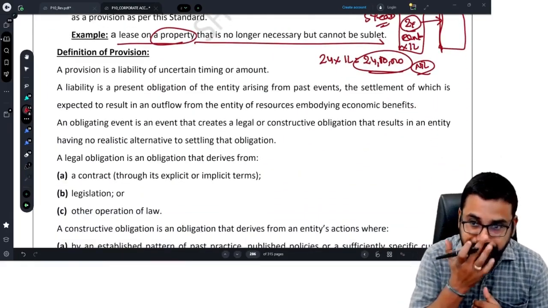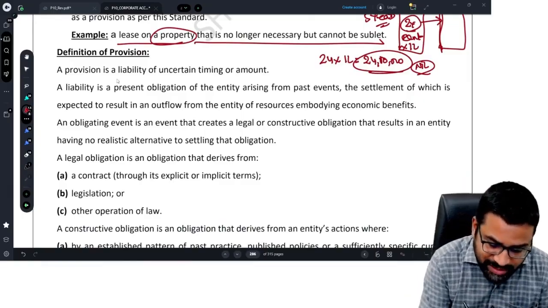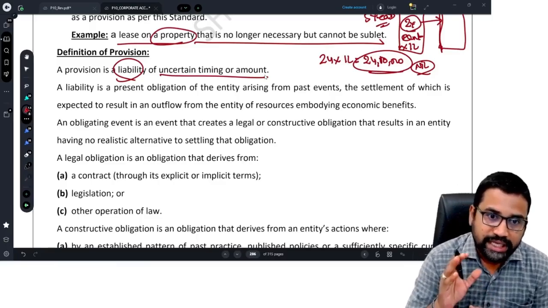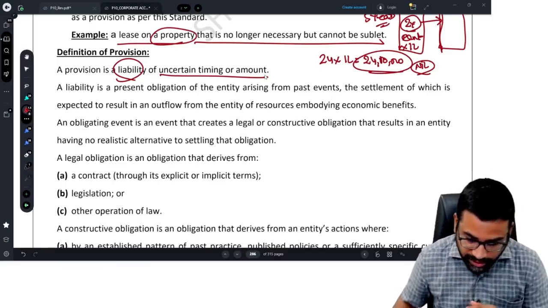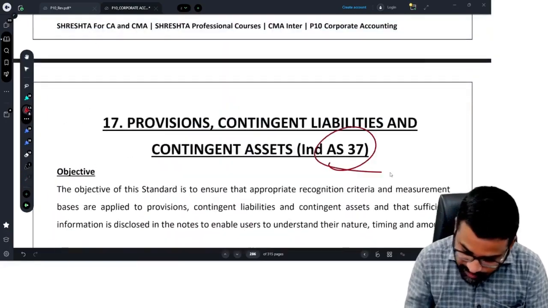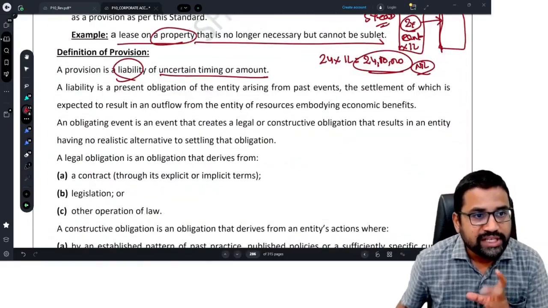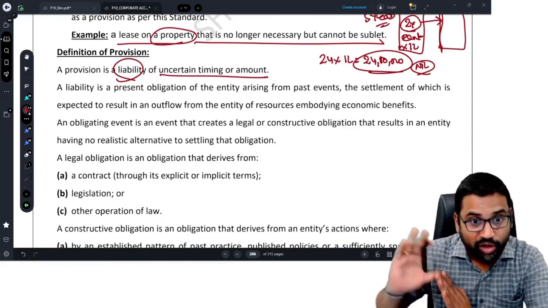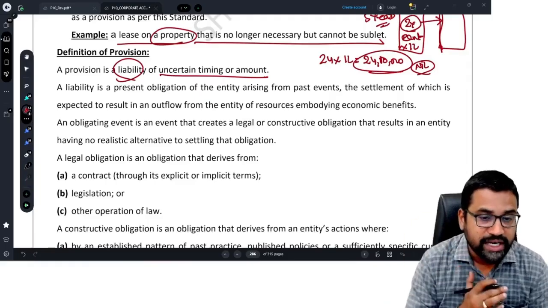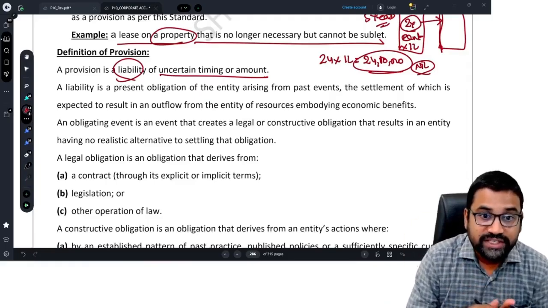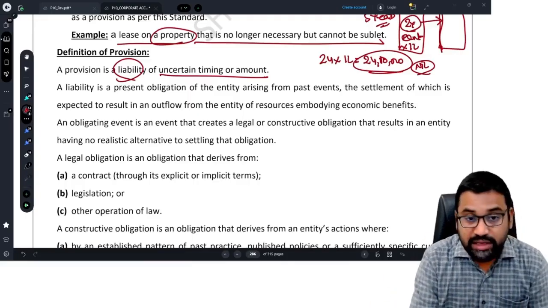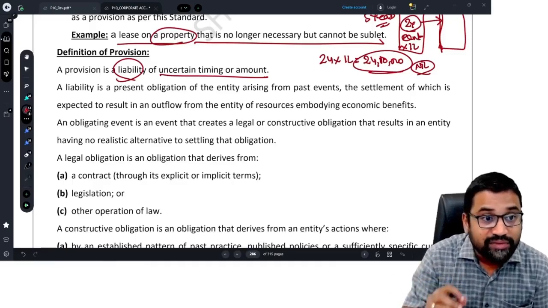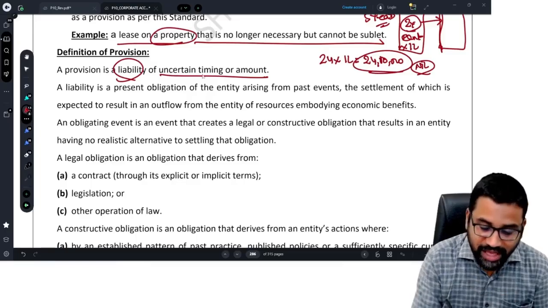What is a provision? See, the standard says a provision is a liability of uncertain timing or amount. Important, listen to me carefully. What does Ind AS 37 say a provision is? See, there is a difference between the normal accounting standard and this standard. In the normal standard AS 29, if you read, sir, they say a provision is a liability with a substantial degree of estimation. But here, Ind AS 37 has not used that word. Instead, they are saying that a provision is a liability of uncertain amount or timing.